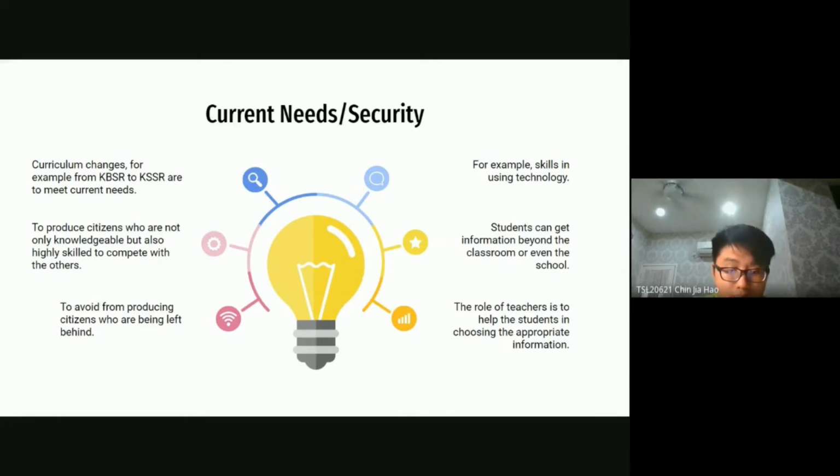So this is very important nowadays because people today are relying on modern technology, and especially during the pandemic season, the students are learning from home, and they couldn't meet their teachers in a face-to-face situation. Therefore, the students have to master or at least know how to use the technology to search for information which is beyond the classroom or even the school. So the role of teachers in this case is to help the students in choosing the appropriate and accurate information. All right, so that is all for current needs.